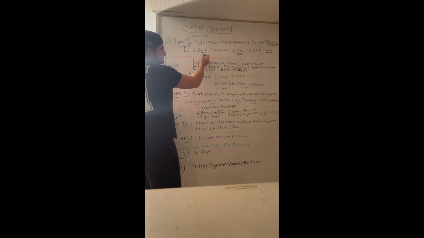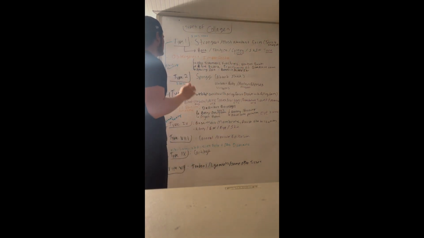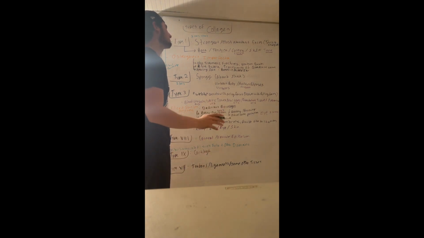What does it make? It makes bone, tendon, cornea, and skin. Okay, how can we remember this? This is going to sound stupid. I found it from a YouTube video, but it helped.